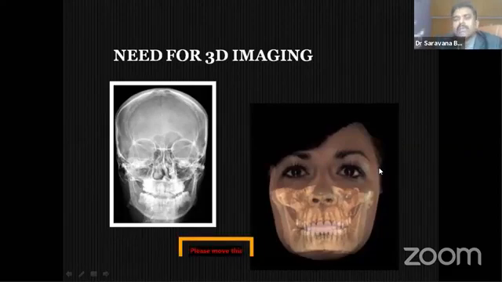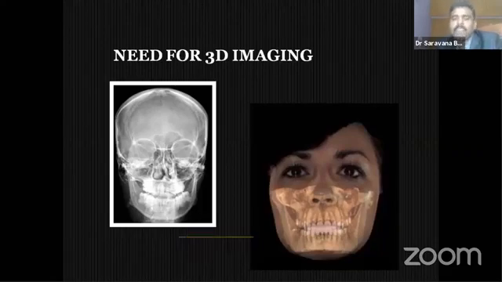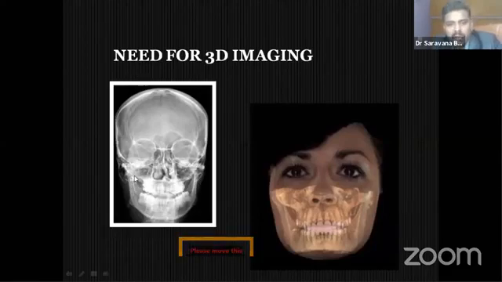Our skull bone is a very complicated skeleton. There are a lot of small bones joined together, almost 22 to 25 bones. In the PA radiograph, the PA skull view, you get compressed data from the tip of the nose to the occipital bone in a single two-dimensional image. So there will be a lot of superimposition in the two-dimensional imaging modality.